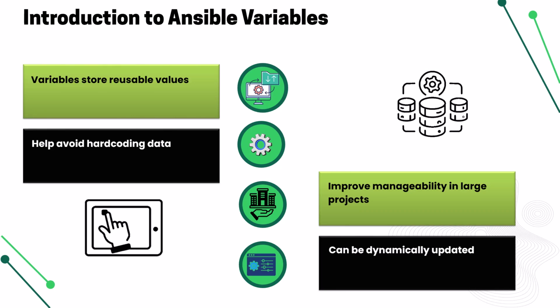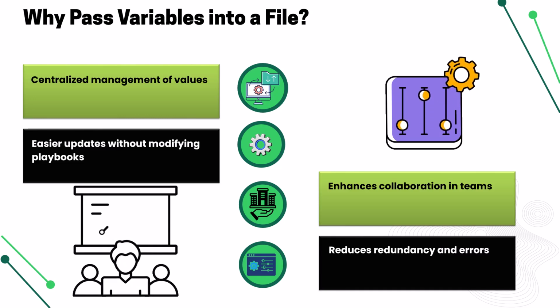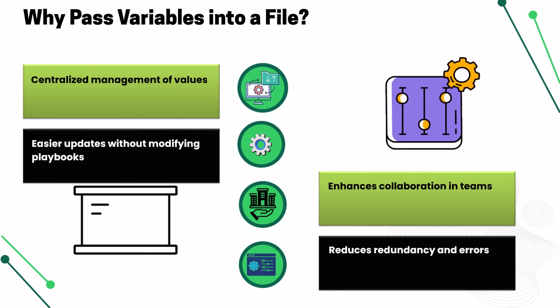What's not to love? Here's the deal. Maintaining values in playbooks can get messy. Passing variables into a file helps us centralize management, making updates a breeze. No need to dive deep into playbooks every time. Just edit the file. Plus, it's a lifesaver when working in teams. Everyone knows where the variables live, meaning fewer mix-ups and more productivity.